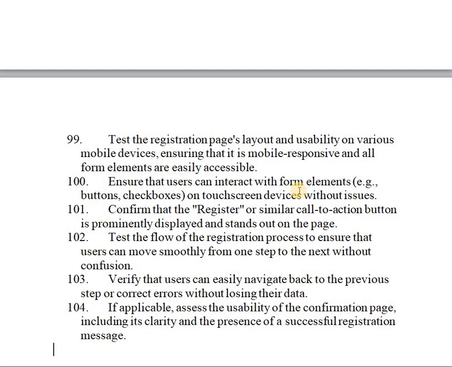Then verify the user can easily navigate back to the previous step or correct errors without losing their data. Then next, if applicable, assess the usability of the confirmation page, including its clarity and the presence of a successful registration message to the user. If all of the things are clear and you can successfully register on that registration page, at that time that type of message should be displayed to the user. And these are all 104 scenarios we can write for a single registration page.